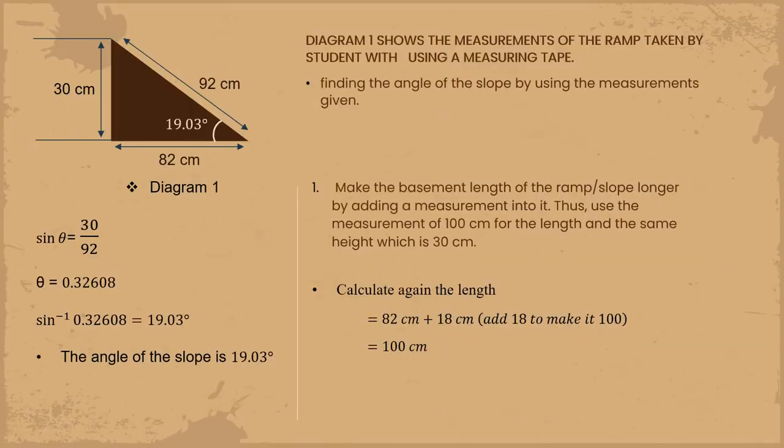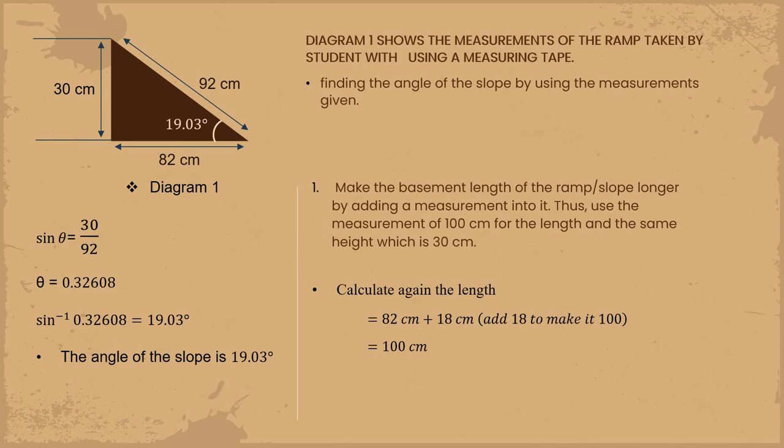So as you can see, diagram 1 is the ramp. We need to find the angle of the slope using the measurement. First, find the angle of the slope. How can we calculate it? sin theta equals 30 divided by 92, equals 0.32608, and make it sin negative 1. So the angle is 19.03 degrees.